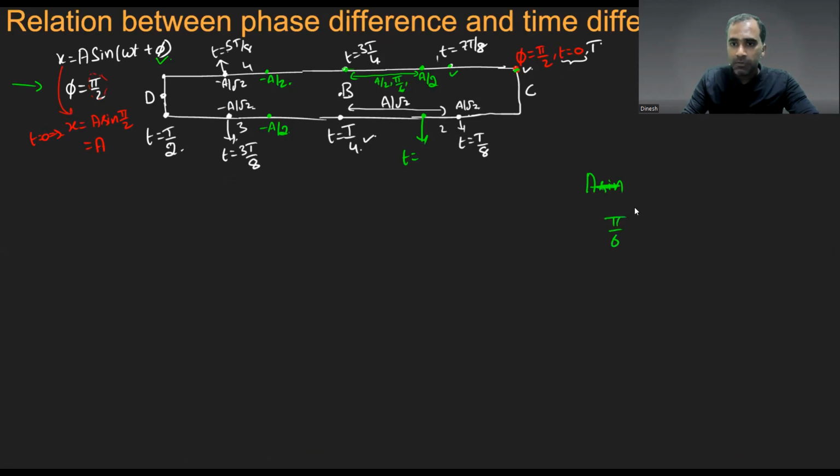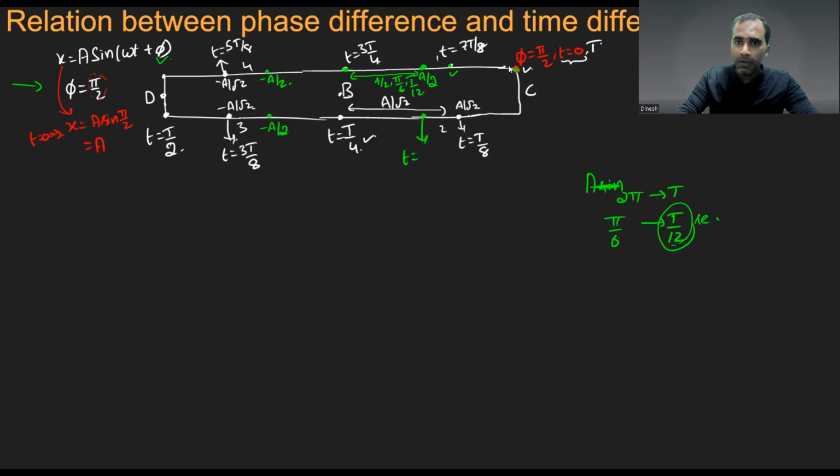2 pi corresponds to T. What does pi by 6 correspond to? From 2 pi, if you want to get pi by 6, you have to divide by 12. So it should be T by 12, correct? Pi by 6 phase corresponds to T by 12 seconds of time. It takes T by 12 seconds if you want to go from this point to this point.